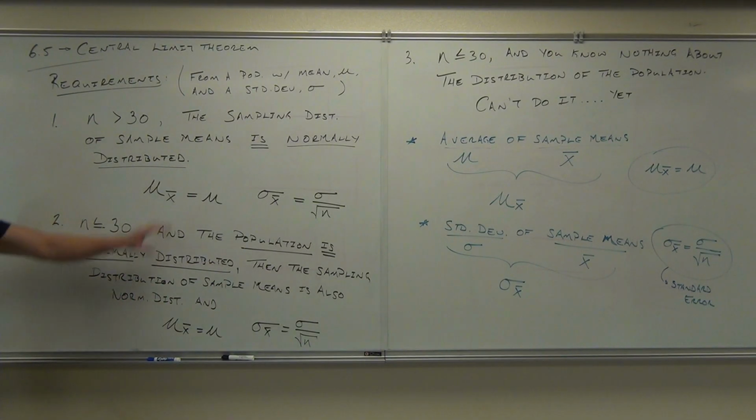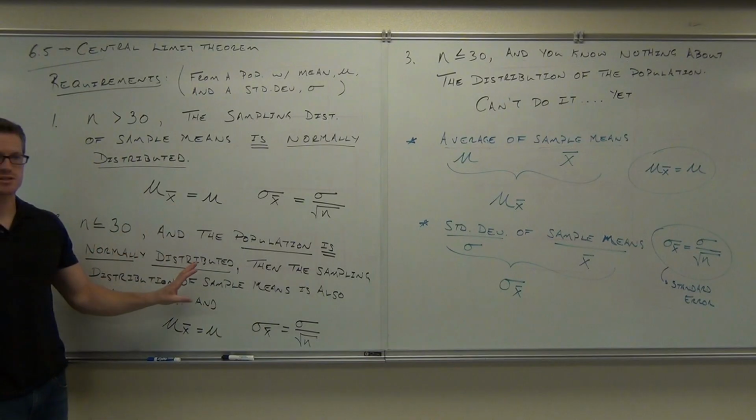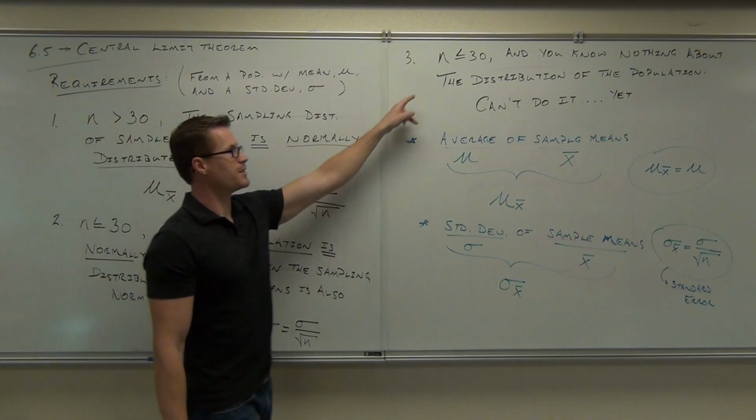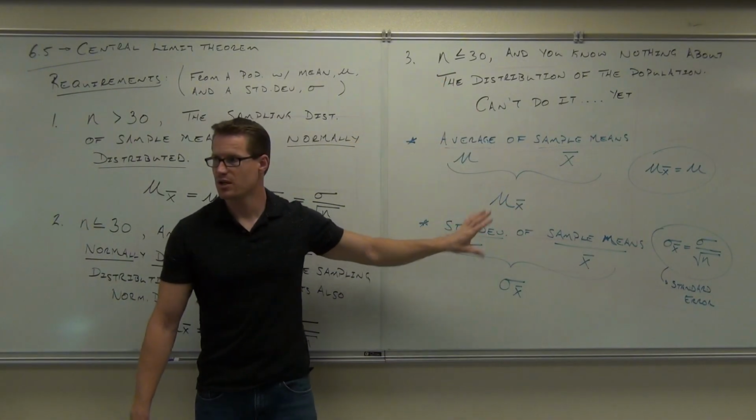Let's continue. Did you get this? Greater than 30, no problem. This, less than 30, if it's normally distributed, no problem. This, can't do it. This is our notation. Let's make the jump.